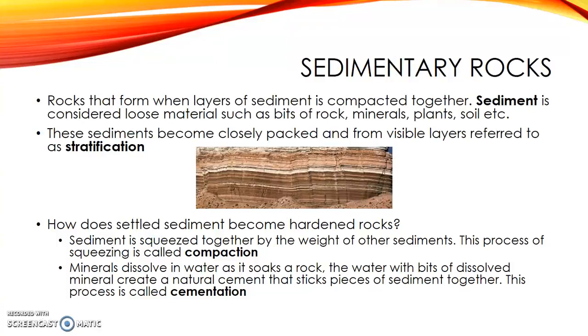The next type of rock we're covering are sedimentary rocks. These rocks are formed when layers of sediment, which is loose material like sand, rocks, plant, and animal material, are compacted together. So how does loose sediment become hardened rock? Over time, the weight of the layers upon themselves compact them into rocks, and this process is called compaction. Another way to create sedimentary rocks is through the process of cementation. Cementation occurs when water dissolves minerals out of the rocks, and as the water dries, it creates a natural cement that binds the sediment together.